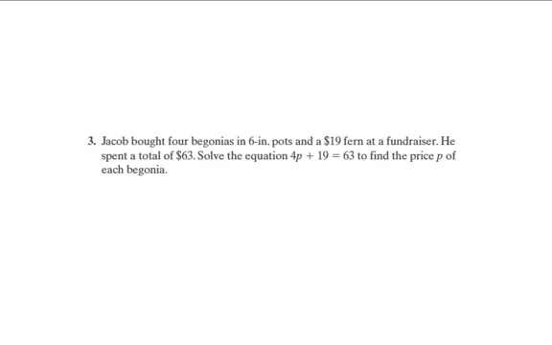And now for our final example. Jacob bought 4 begonias in 6-inch pots and a $19 fern at a fundraiser. He spent a total of $63. Solve the equation 4p plus 19 equals 63 to find the price p of each begonia.